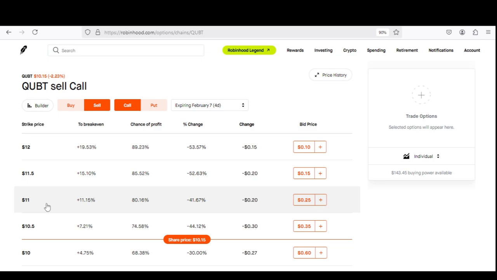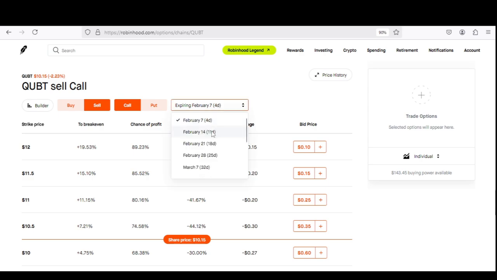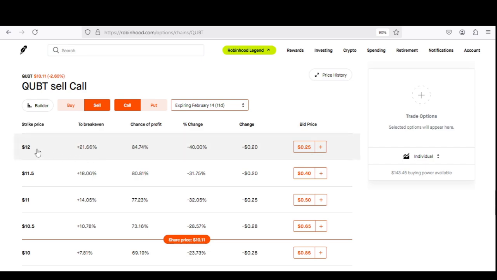What you can do, and we're going to come back to the $11 strike price in a second, is one strategy: extend your time. I'm going to move from February 7th to February 14th. With February 14th, I'm going to choose a strike price higher than my current average cost, which is 11.5. And now I'm getting a decent premium of 0.25.